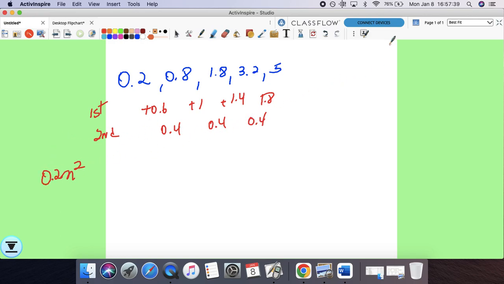Yuck. Whose idea was this? Okay, so now we've got to find the first 5 terms of these. So 1, 4, 9, 16, 25, from 1, 2, 3, 4, 5. All right, then we've got to multiply all that by 0.2, right?